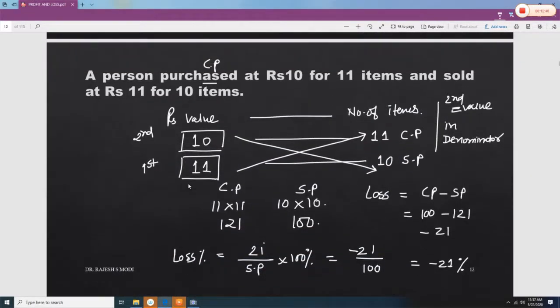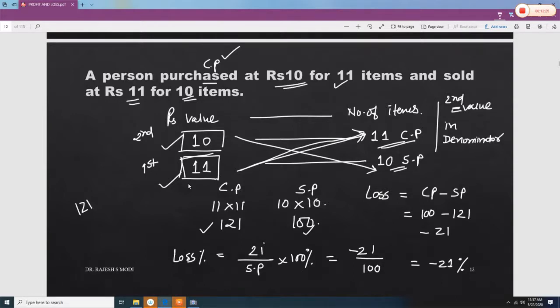Next, a person purchased, purchase means CP, at rupees 10 for 11 items. So here we are writing the money value, that is rupees 10, and here we are writing 11 items. And sold at rupees 11 for 10 items. So here we are writing 11, and here 10 items. Now this is the first, you have to multiply with this figure, that is 11. So 11 into 11 is 121, and then 10 into 10 is 100.